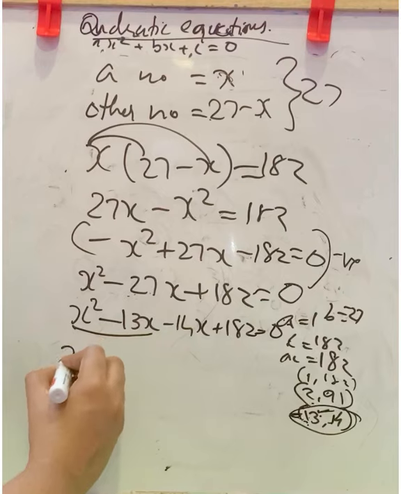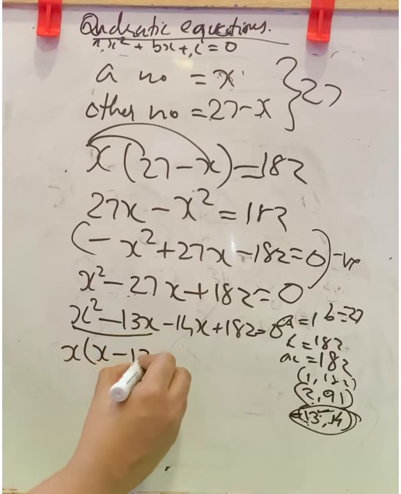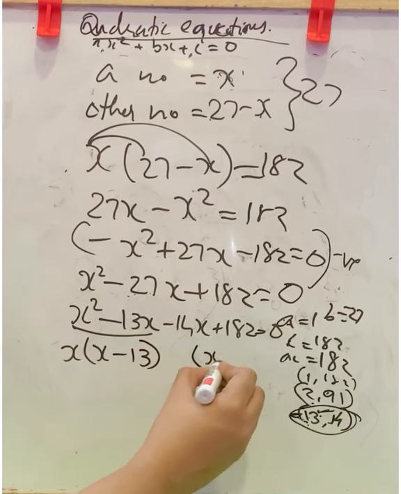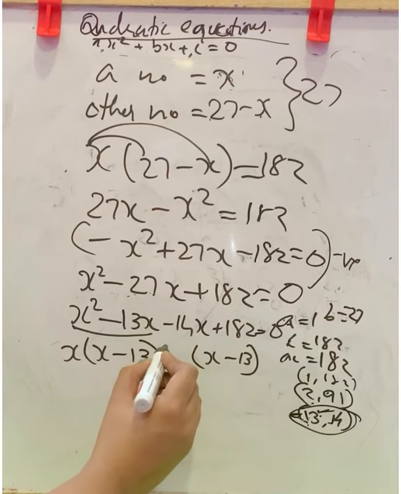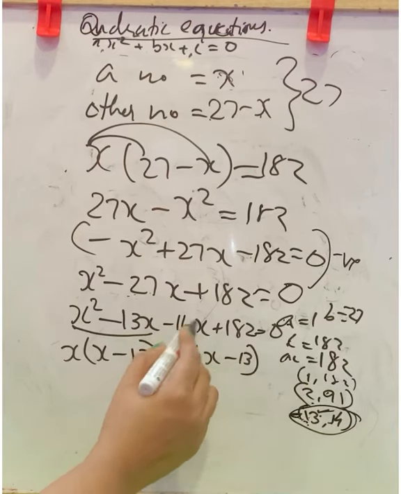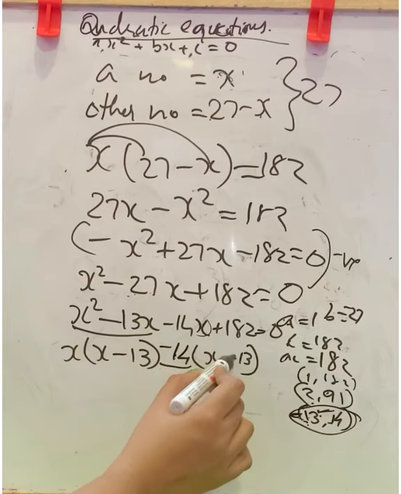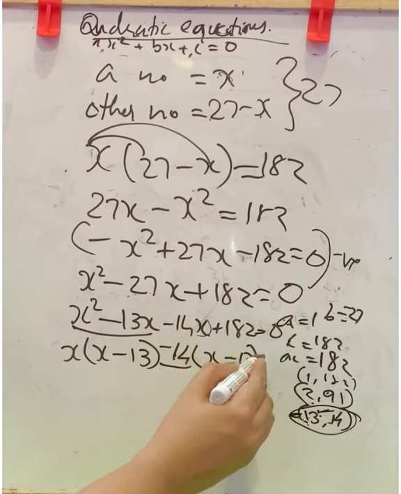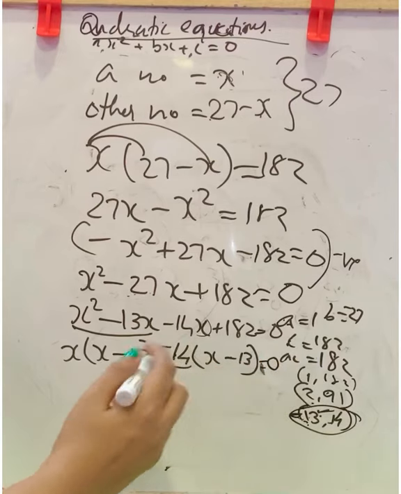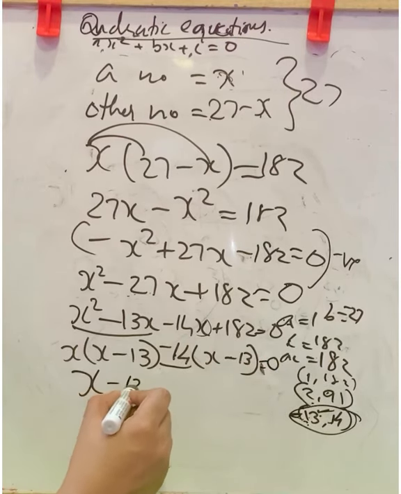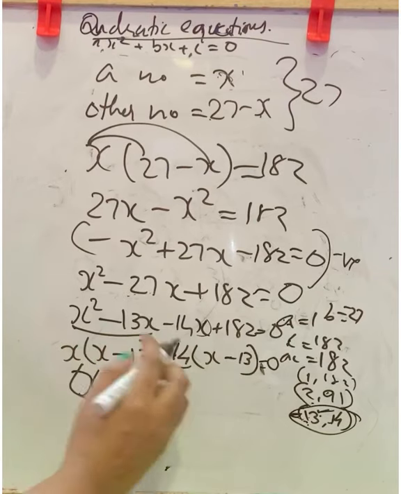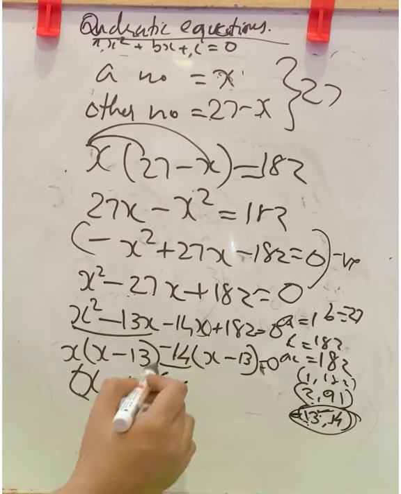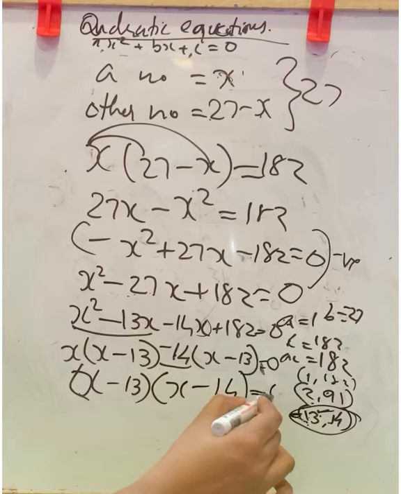From these two terms, x is taken, x minus 13 is here. Here we will write x minus 13. Now check, dash into x is minus 14x. That is minus 14 into x is minus 14x. Minus 14 into minus 13 plus 182 equal to 0. Now x minus 13 is taken as common, this bracket. Here the balance is x, here the balance is negative 14 equal to 0.